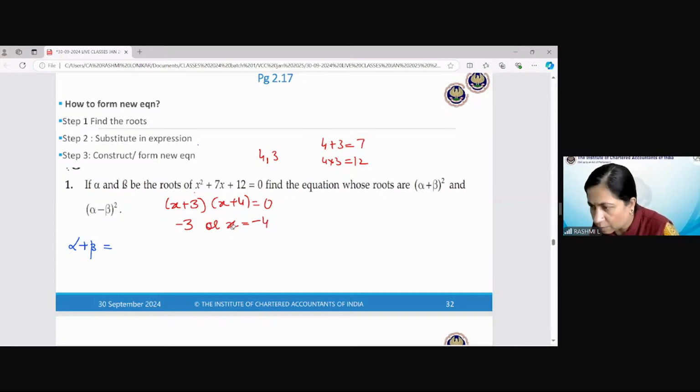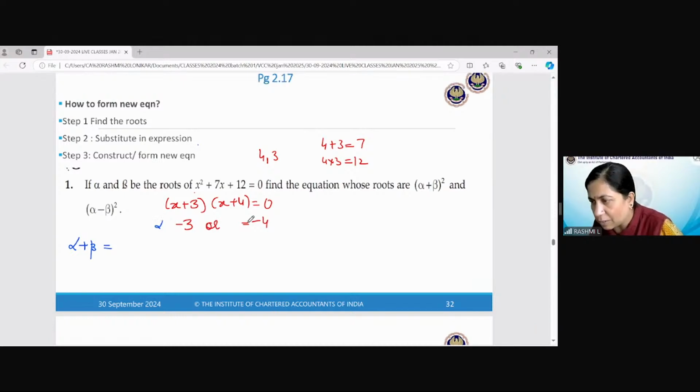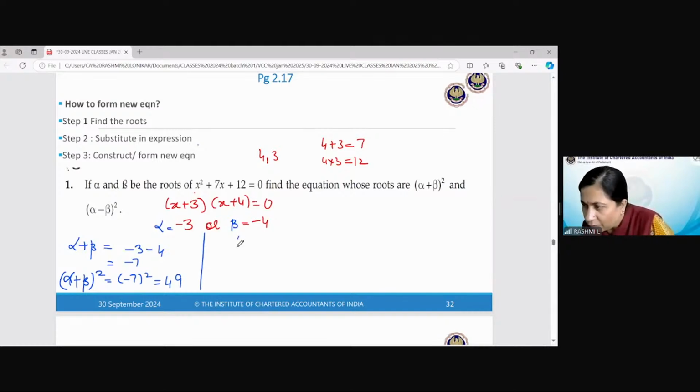You can call anyone as alpha and anyone as beta. So alpha is equal to minus 3 and beta is equal to minus 4. आप उल्टा लेंगे ना, अल्फा को माइनस 4 ले लेंगे तो भी चलेगा. Alpha plus beta is minus 3 minus 4 which is equal to minus 7. Alpha plus beta whole square is equal to minus 7 whole square which is equal to 49. Alpha into beta is equal to minus 3 into minus 4 which is equal to plus 12.